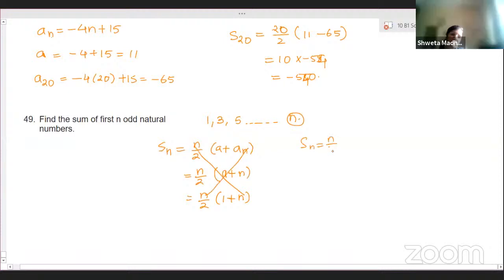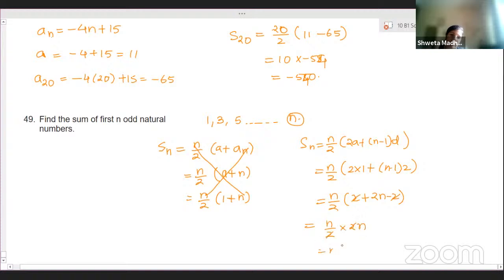So Sn is equal to n by 2 into 2a plus n minus 1 into d. It is n by 2 into 2 into 1 plus n minus 1 into 2, since the difference is 2. So n by 2 into 2 plus 2n minus 2, which is n by 2 into 2n. The 2s get cancelled, n into n is n square. You are calculating the square by this method, right?